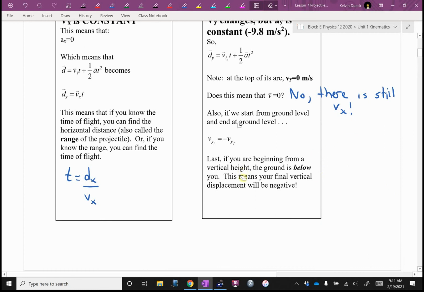Last, if you're starting from a vertical height, from a cliff, the ground is below you, which means your vertical displacement needs to be negative. It means if they give you the height of a cliff, when you use it, you'll have to put a negative in front of it. Or if you're solving for the height of a cliff, you'll get a negative answer because what you're actually solving for is the displacement.